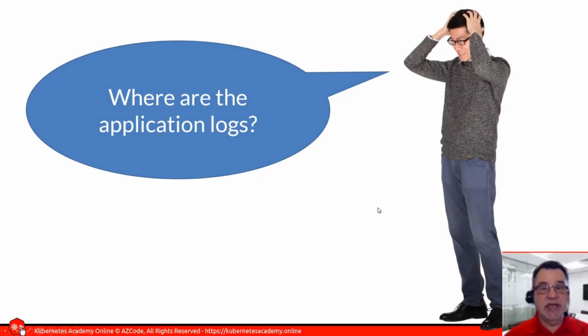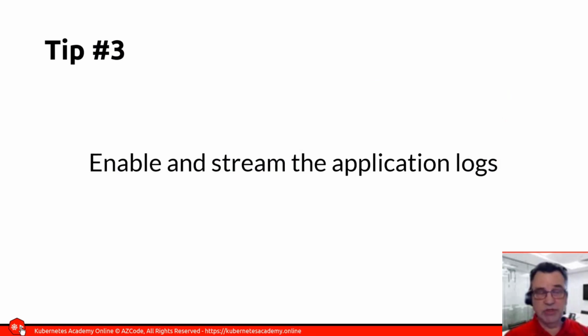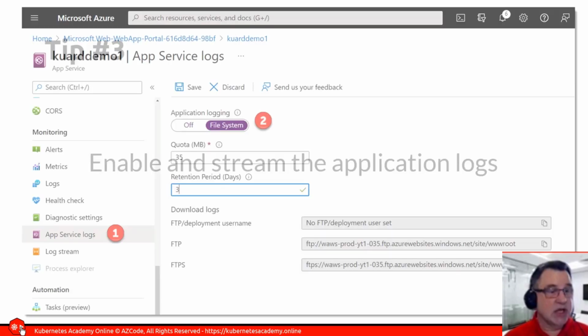Now, where are the application logs? Well, the logs that we just saw were the logs from App Service. Now you can enable and you can stream the application logs. That's tip number 3. So if your app outputs to the console or the standard out basically in Linux, well, you can take a look at these logs.